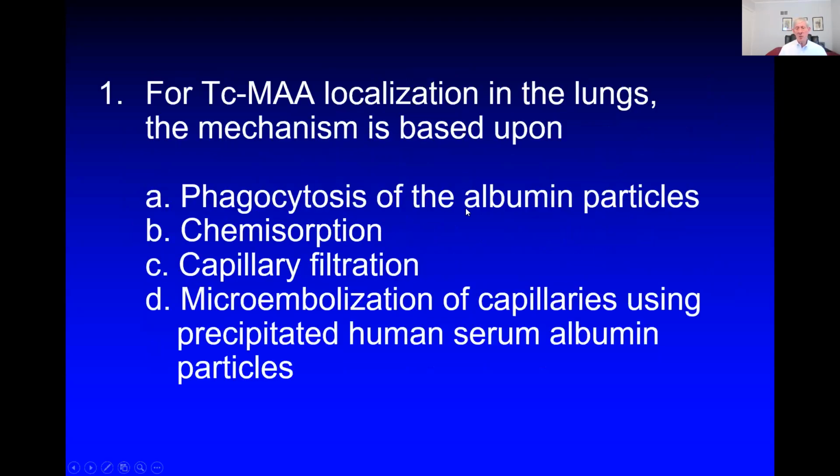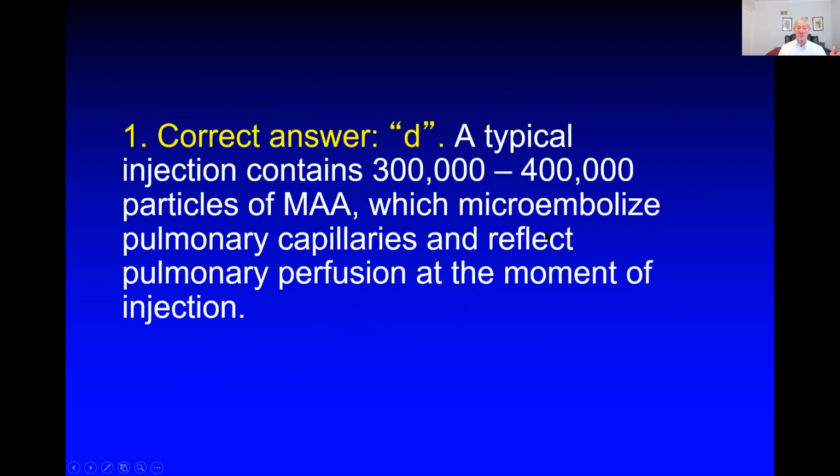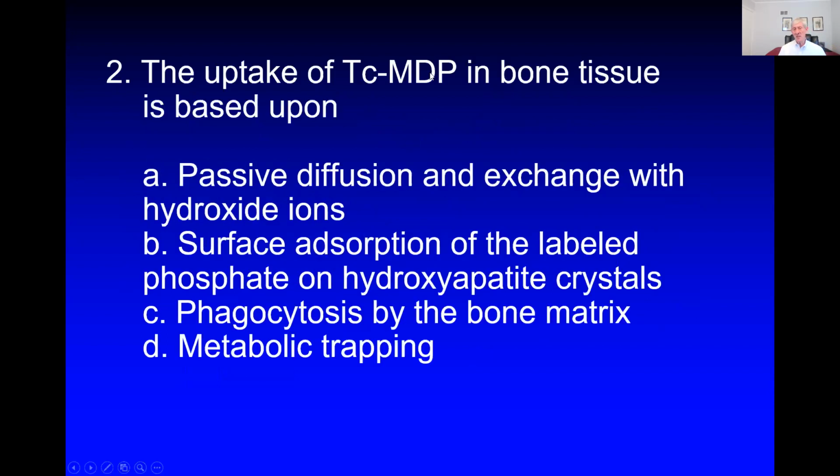MAA localization in the lungs is based upon what? D, we are microembolizing capillaries. We're forming 350,000 miniature blood clots. It's not a problem because there are so many capillaries. There are billions of them. So yes, we're microembolizing.